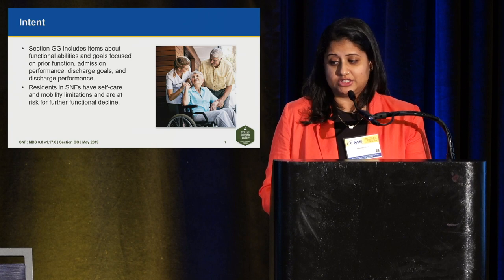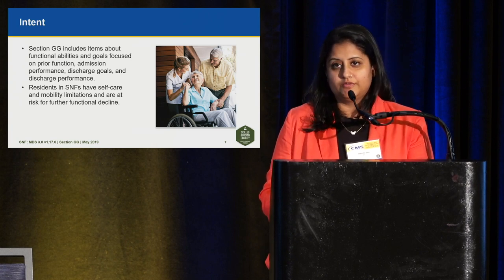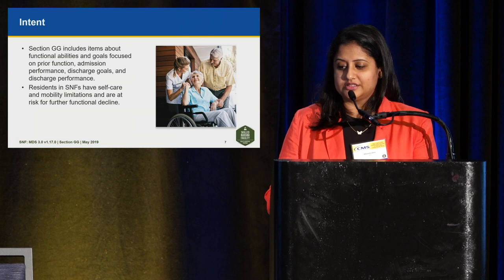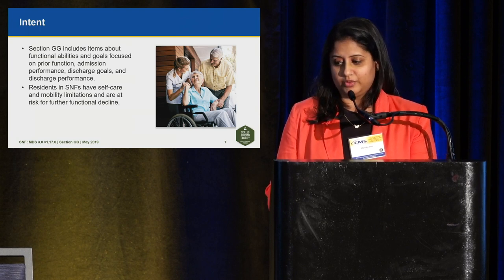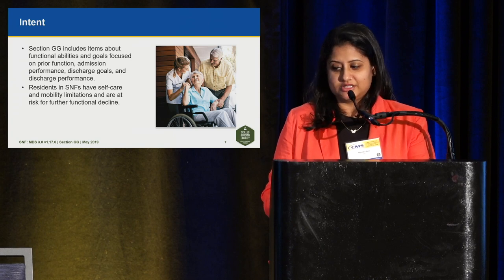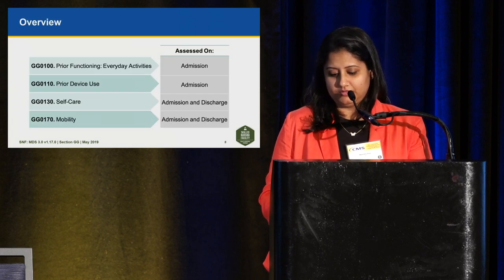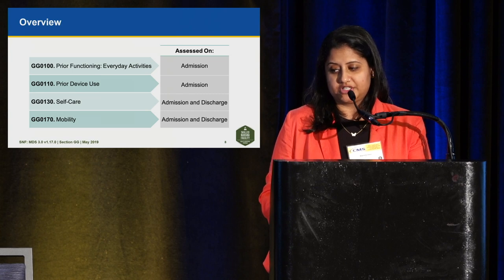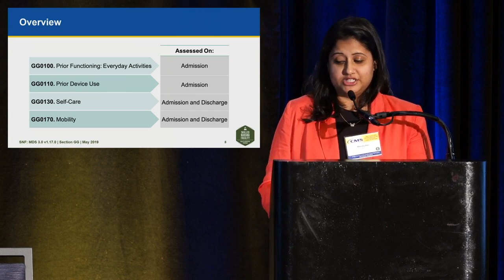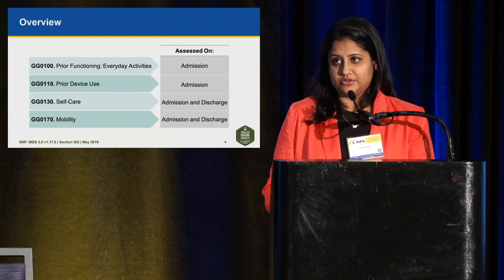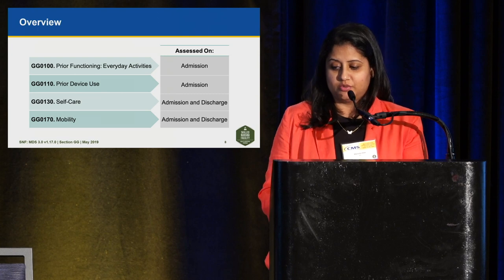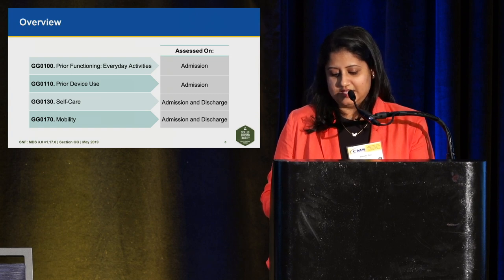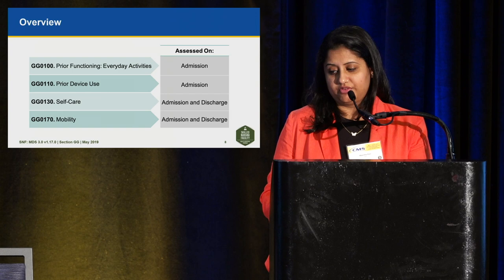The intent of Section GG is to include items about functional abilities and goals focused on prior function, admission performance, discharge goals, and discharge performance. Residents in SNFs, as many of you are aware, have self-care and mobility limitations and are at risk for further functional decline. There are four items we focus on. GG0100, prior functioning and everyday activities, is assessed on admission. GG0110, prior device use, is also assessed on admission. GG0130, self-care, and GG0170, mobility, are assessed on admission and discharge. This assesses the resident's needs for assistance with self-care and mobility.